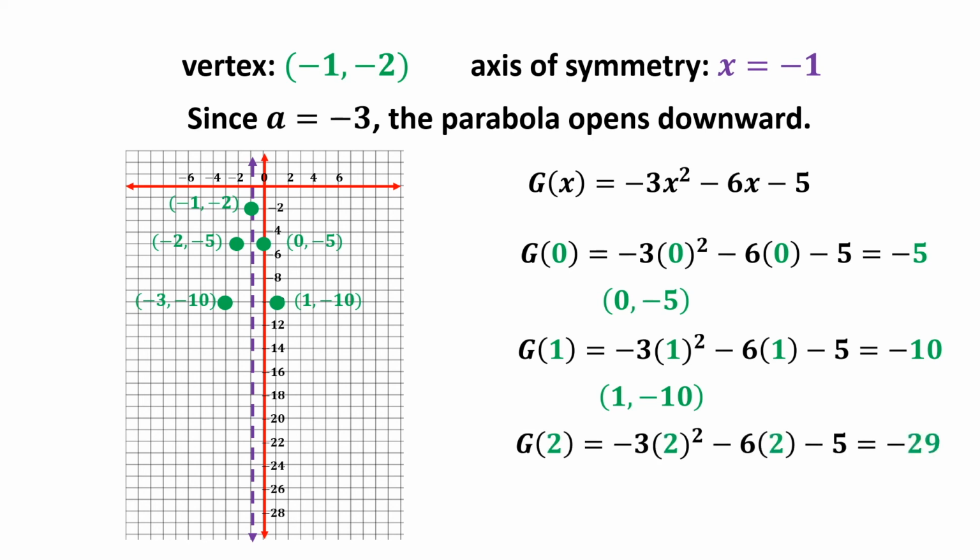Find g of 2 by substituting 2 to x in g of x. G of 2 is negative 29 and the point 2, negative 29 is another point of the parabola. Reflect this point on the other side of the axis of symmetry to find another point. This point is negative 4, negative 29. Sketch the graph of g of x by connecting the plotted points from left to right.